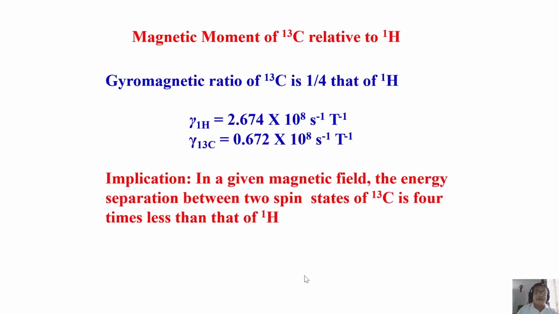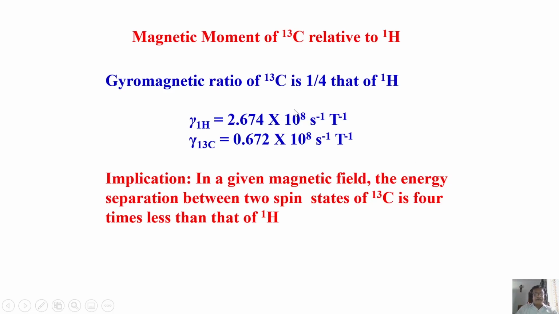Another interesting point you must know is that the magnetic moment of carbon 13 is relatively 4 times less than that of proton. That is because the gyromagnetic ratio is 4 times less. I told you, gamma of proton is 26.75 times 10 to the power of 7. Similarly, carbon is 6.7 times 10 to the power of 7. I told you, radians per tesla per second. There must be radians here. Okay, it is expressed in radians.